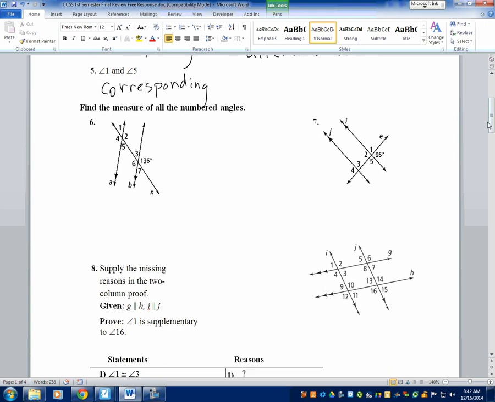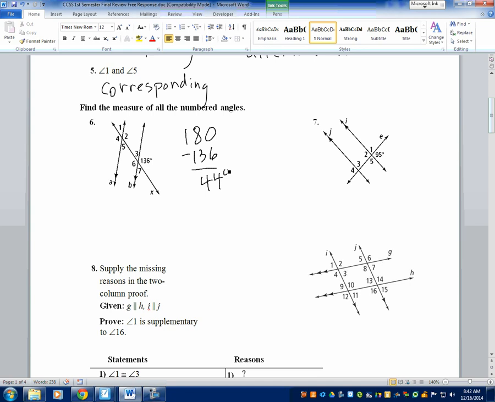It says find the measure of all the numbered angles. Well, this problem number 6 amounts to either they're supplementary or congruent, right? So here I've got vertical angles that are congruent and then a linear pair which are supplementary, right? So all my angles are either going to be 180 minus 136, which is 44 degrees, or they're going to be exactly 136.